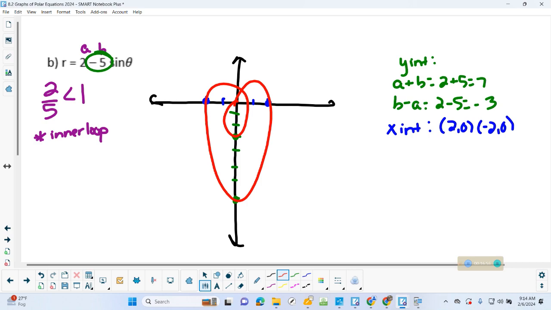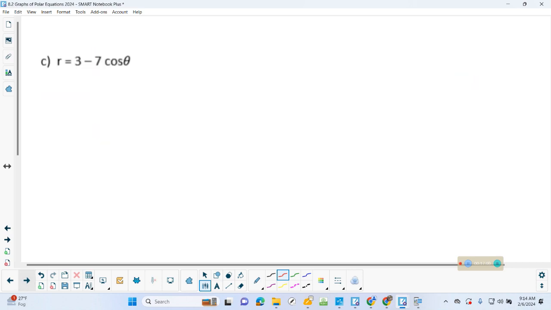All right, ready for the next one? I'm scared. All right, so things you've got to look at first. What's A over B? 3 over 7. It's less than 1, so it's another inner loop, just for the record. Now, this time, you have cos in your equation. What's your coefficient on cos? Negative 7. So which side is this going to be on? Top, bottom, left, right? Left.